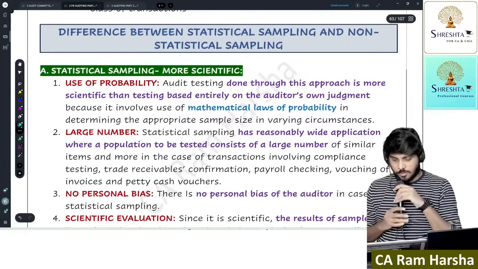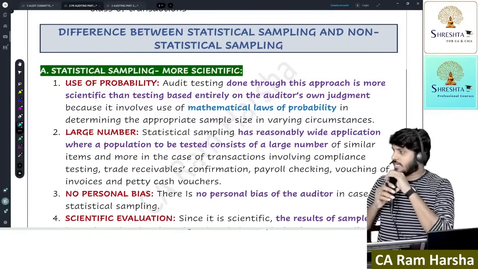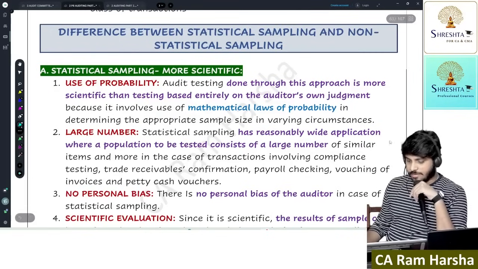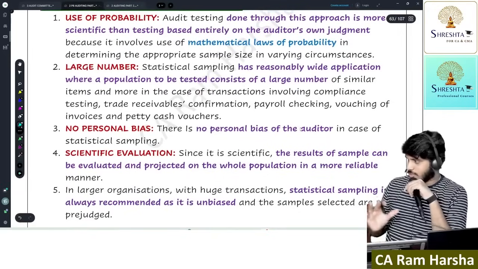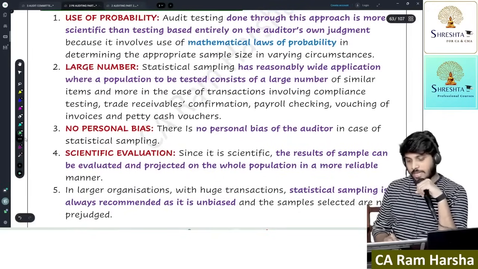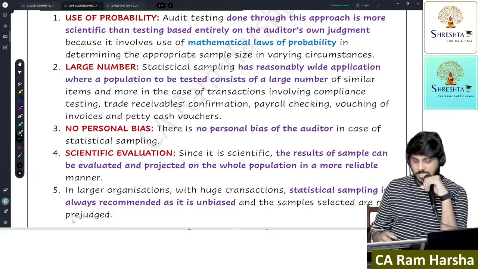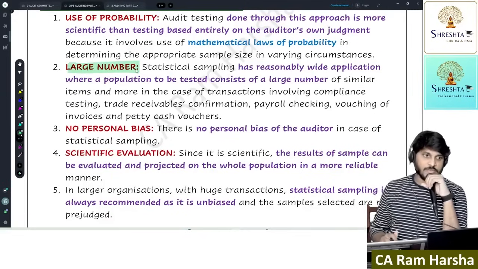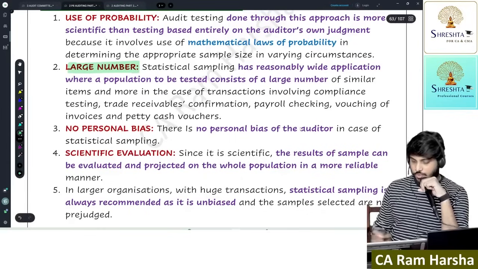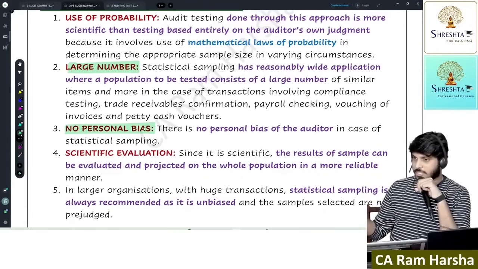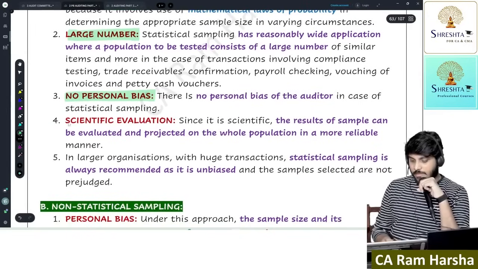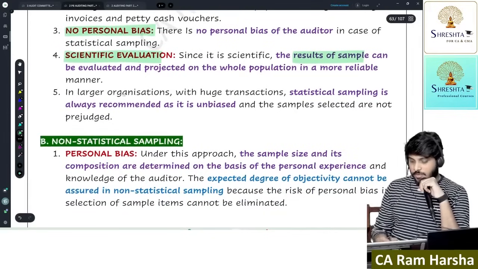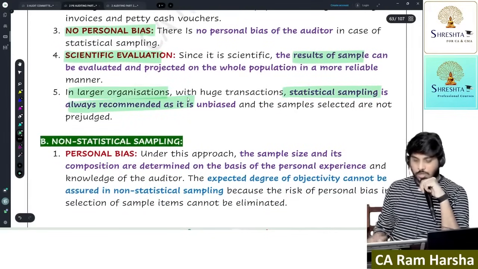So, let's continue. We are discussing the difference between statistical and non-statistical sampling. The difference is, in statistical sampling, we use probability theories. We apply mathematical calculations. Statistical sampling is especially useful where a large number of transactions are there in a given volume of data. In statistical sampling, we don't have any personal bias in selecting the sample, and the evaluation will be absolutely scientific based on the result of the sample. In the case of larger organizations, statistical sampling is always recommended.